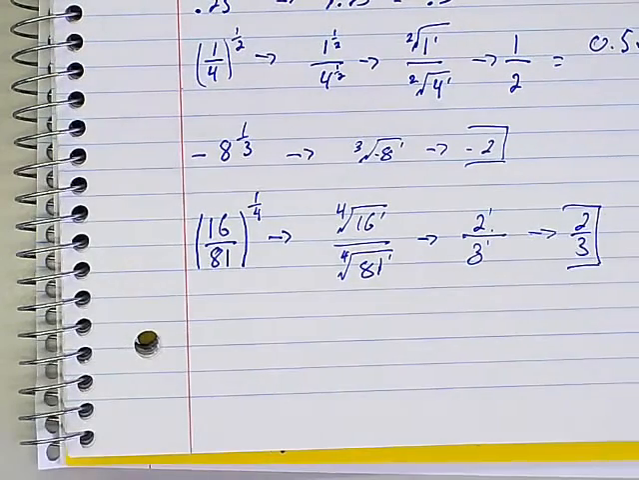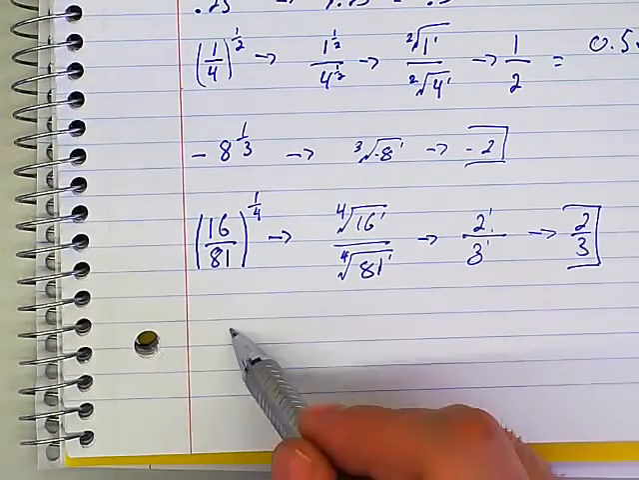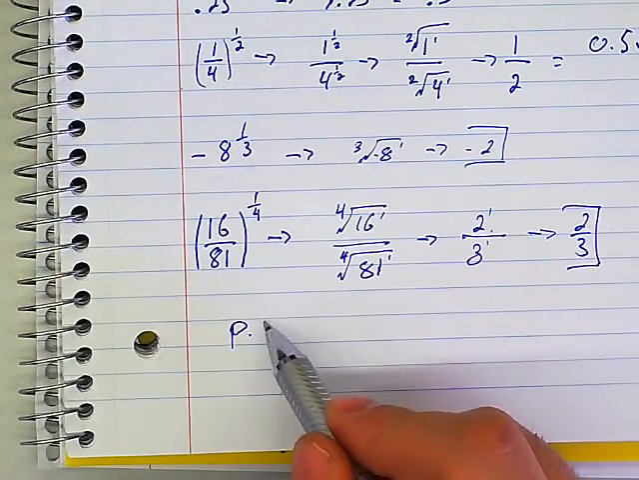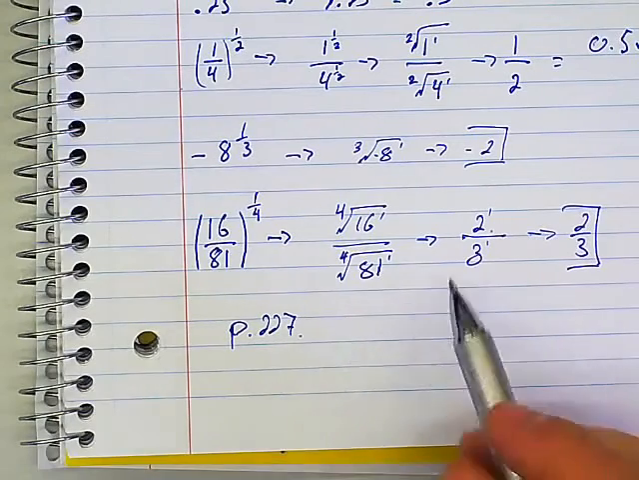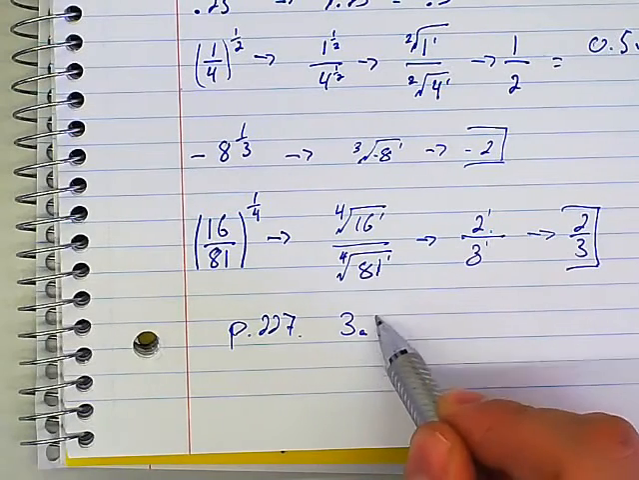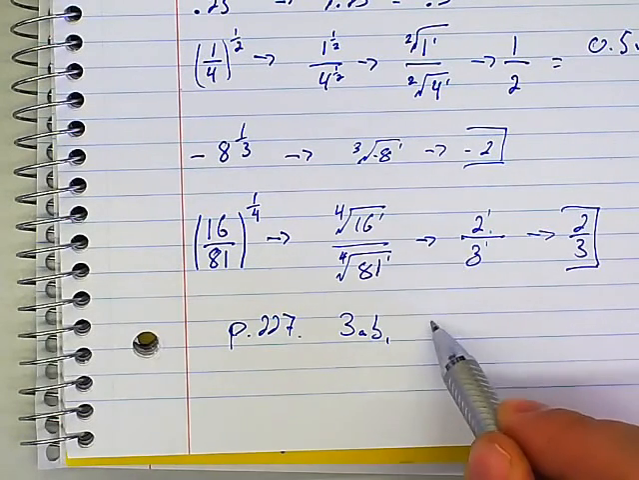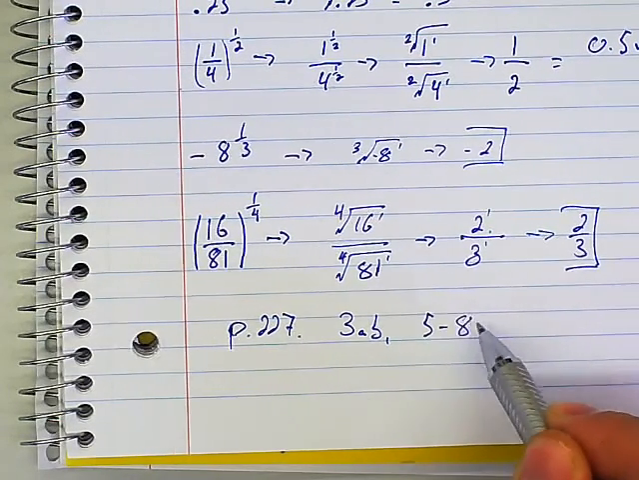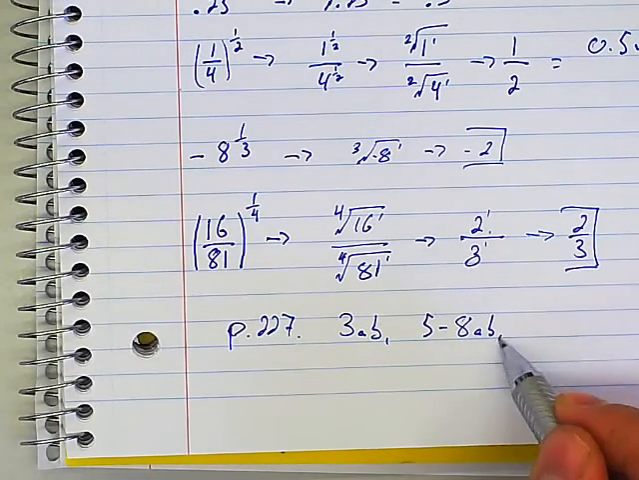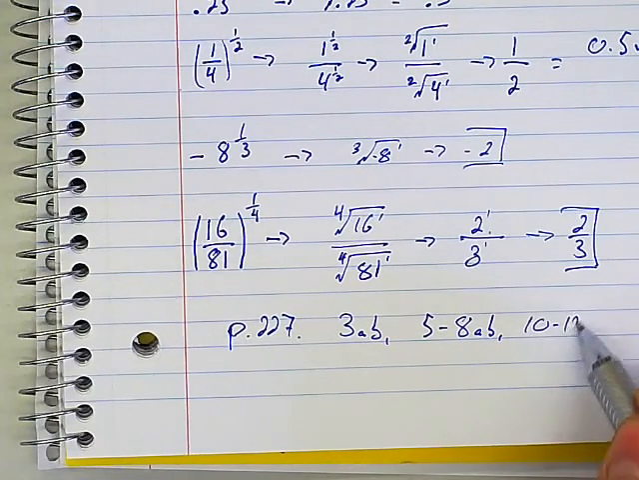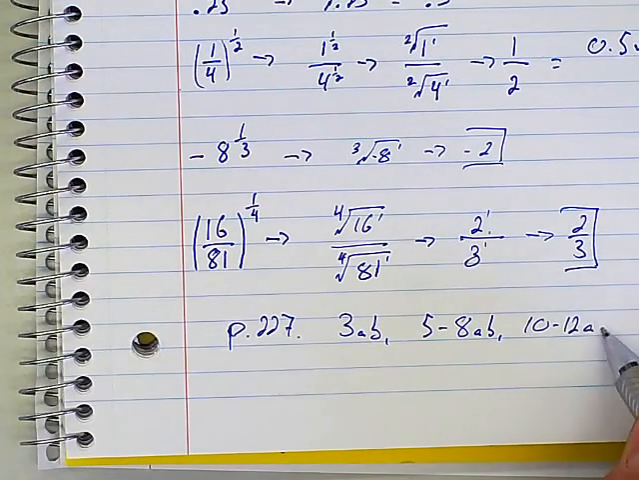Your homework for this is on page 227. 3AB, 5 to 8 AB, 10 to 12, that was quite a few of these, ACE, ACE, and 16A.